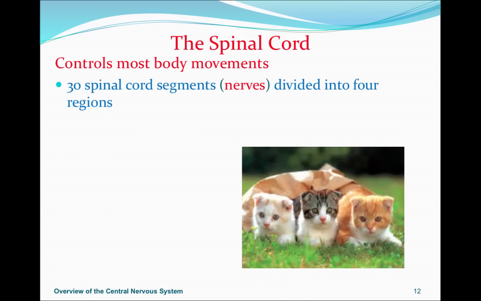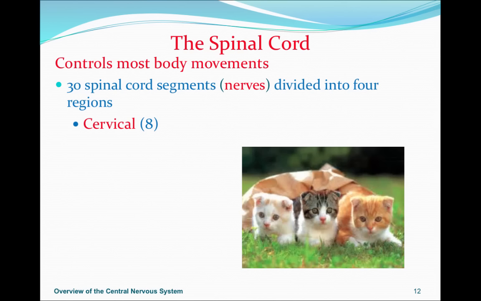The spinal cord is very delicate, and it contains basically 30 spinal cord segments or 31 nerves that are divided into 4 main regions. I'm going to present these regions so that you know about them and sort of make sense of them.